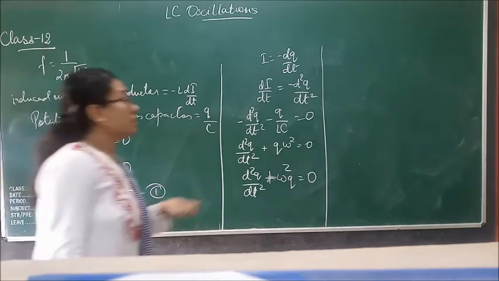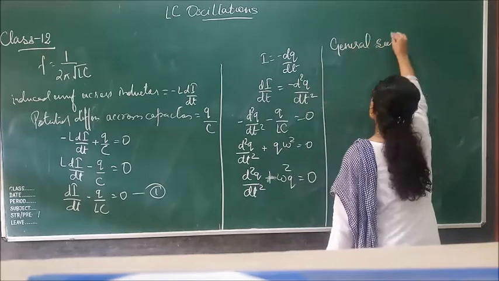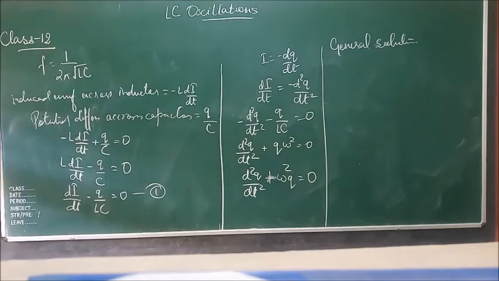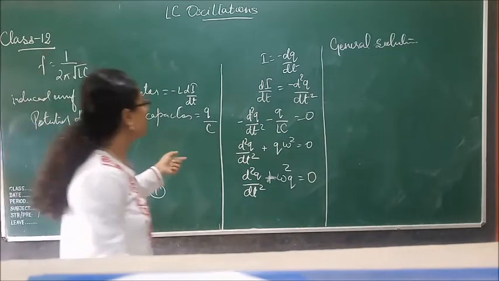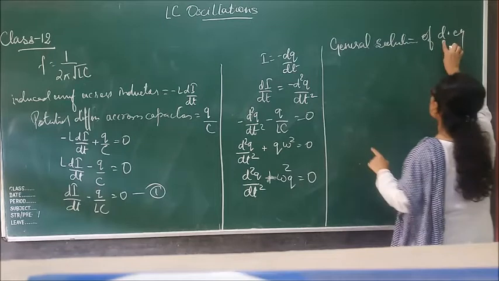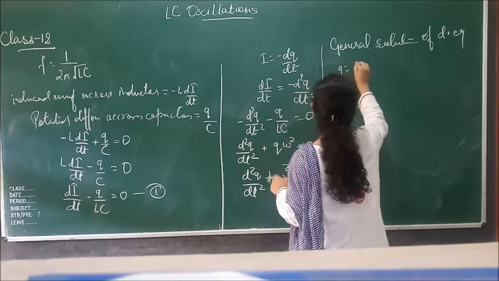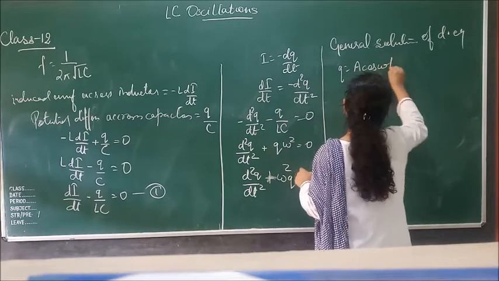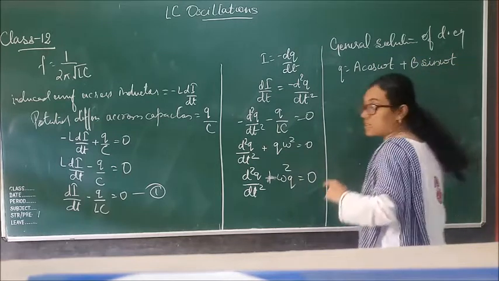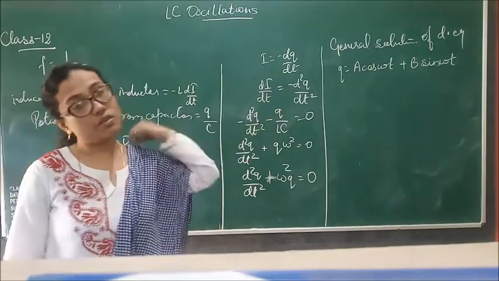Now I am going to write the general solution. What is the general solution? General solution. Okay, students. What is the general solution? General solution of differential equation. This is the differential equation. Okay, which equation have I written? Differential. So Q is equal to A cos omega t plus B sin omega t. This is the general solution. This is your general solution of the differential equation.